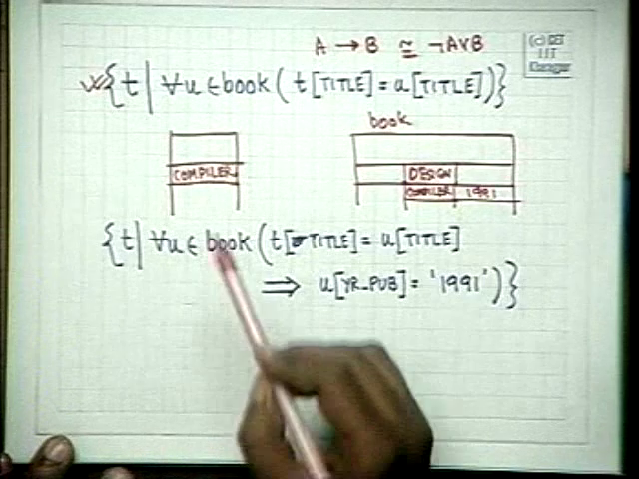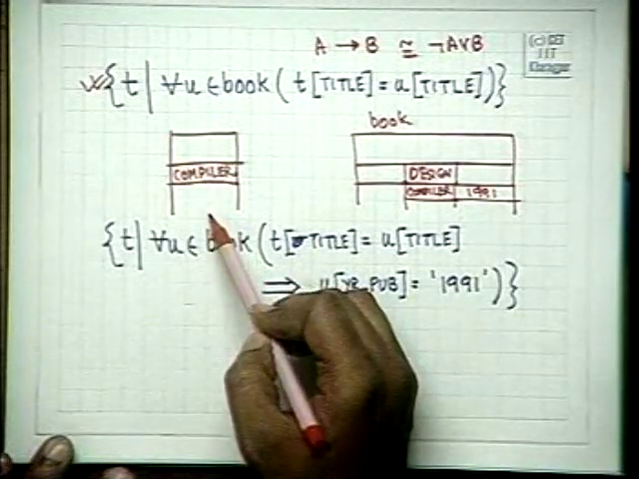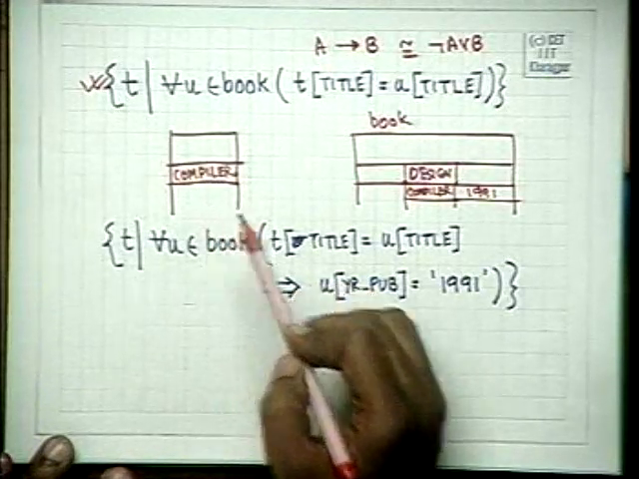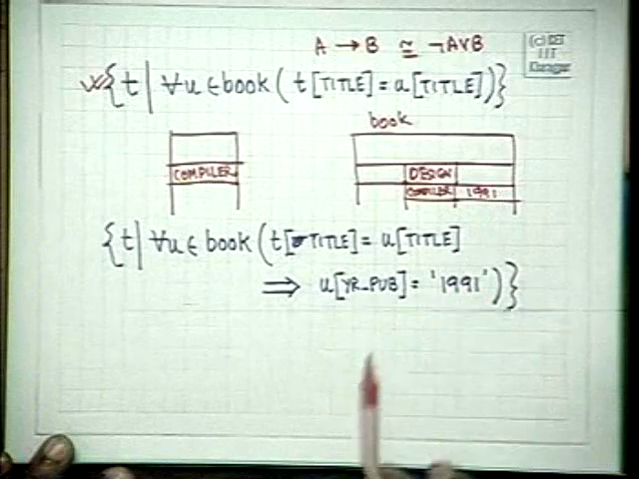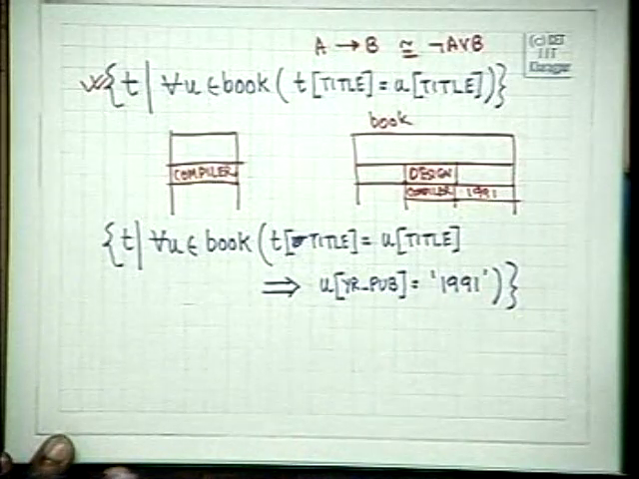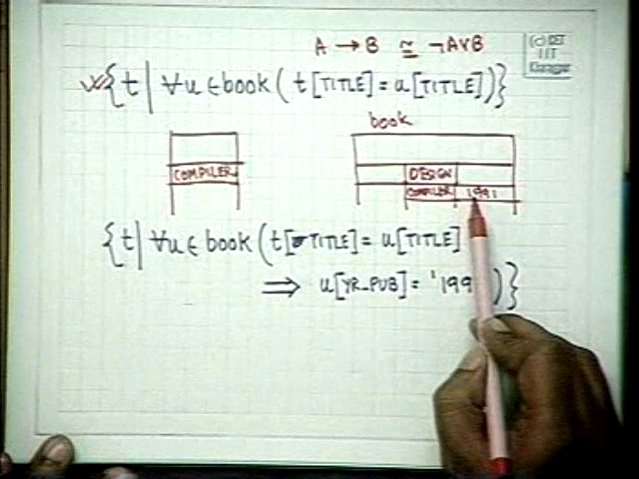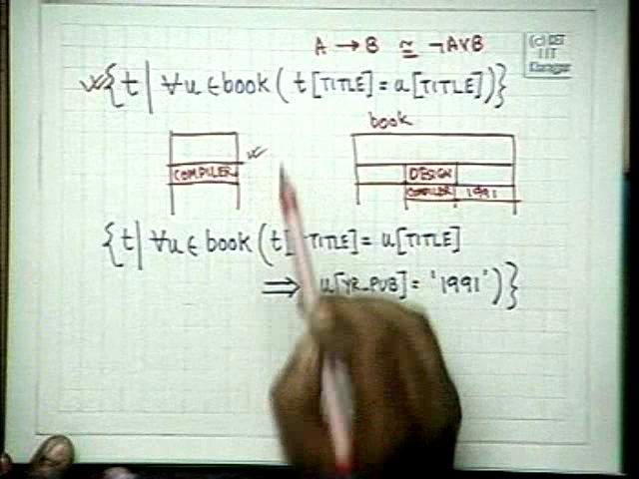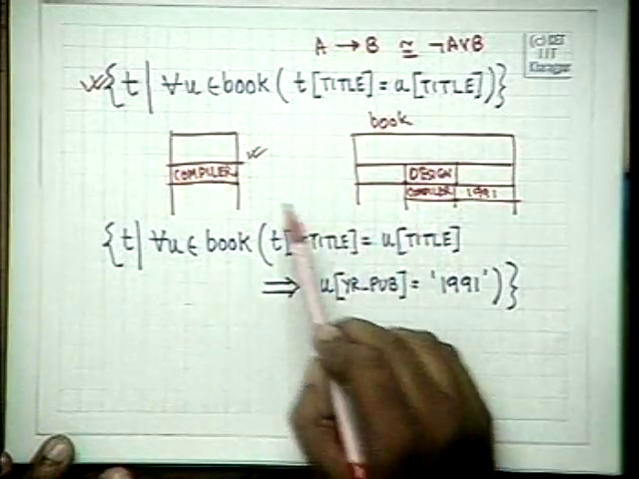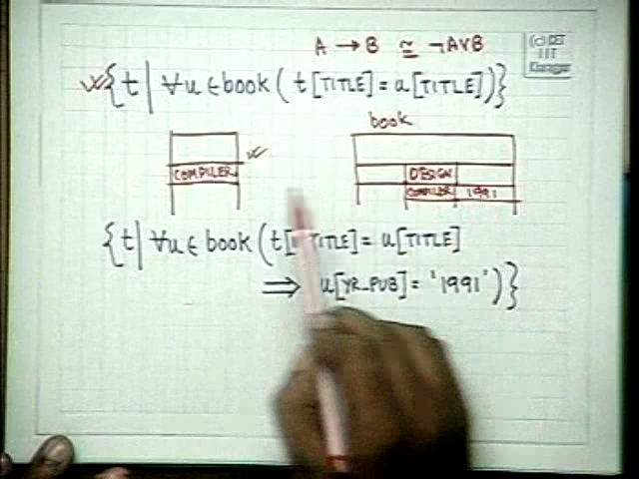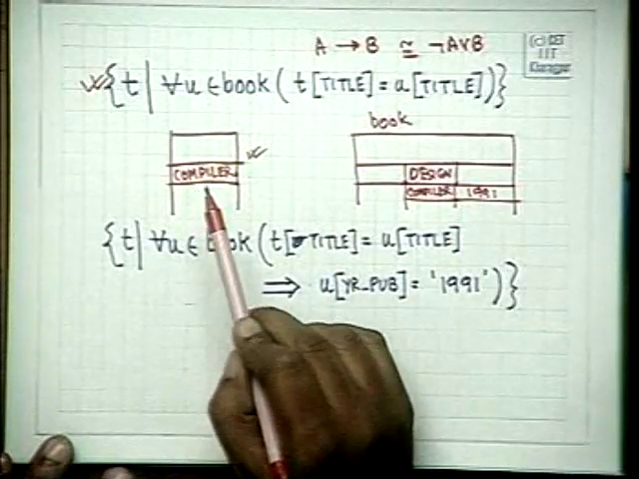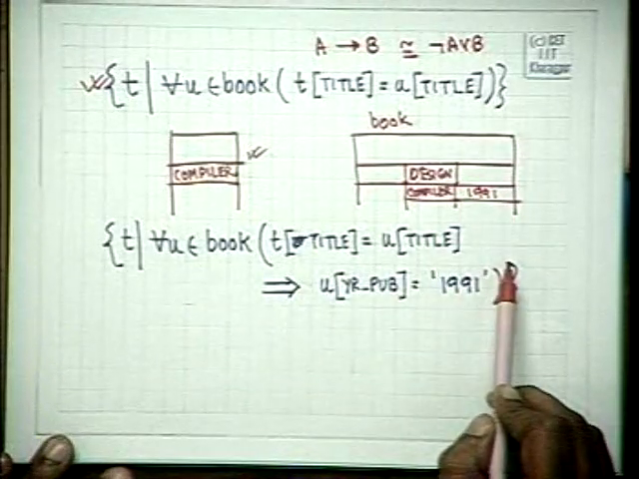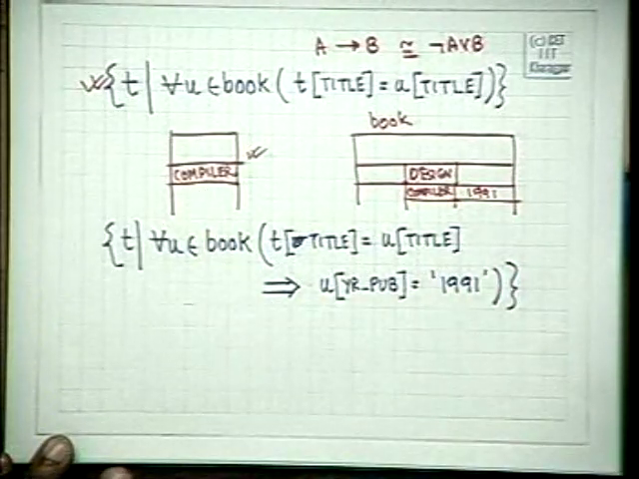That is, you will find out the set of books such that they are only published in 1991. If a particular book is published in 1991 and there are 10 copies of the book published in 1991, it will be there in this relation. If there is a book which is not published in 1991, it will not be there in this relation. And if there is a book which is published with the same title in 1991 and in 1995, then this also will not be there in this relation.